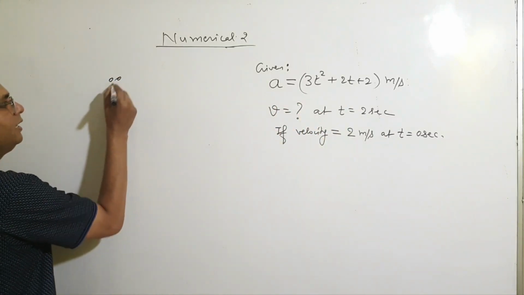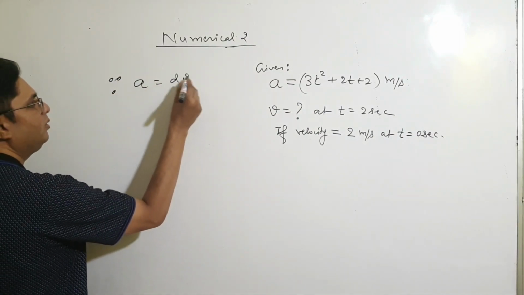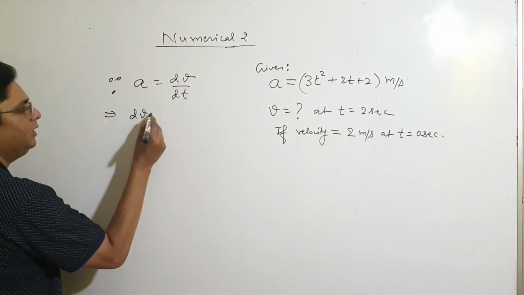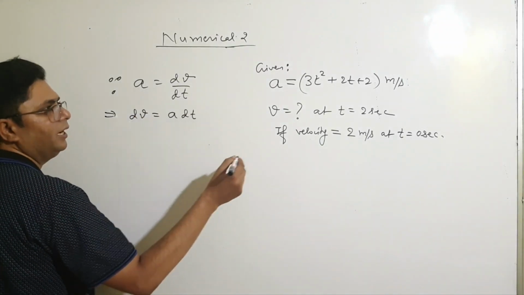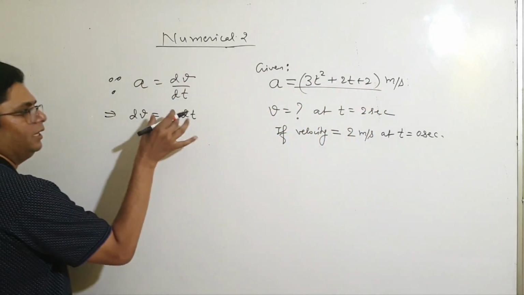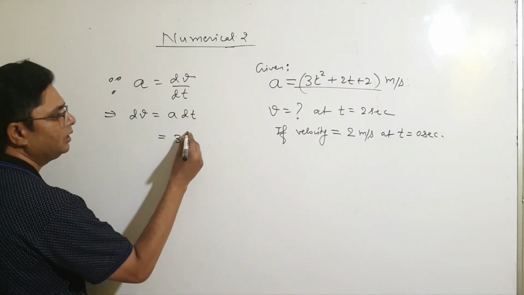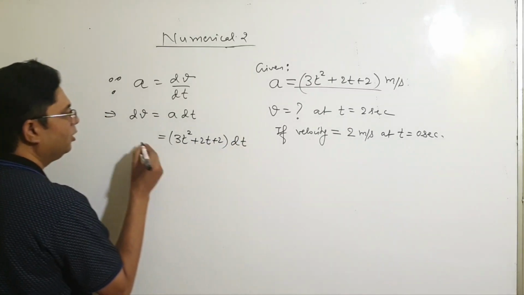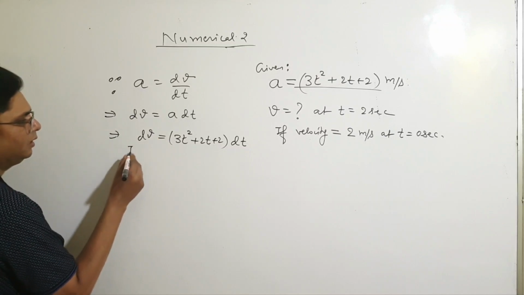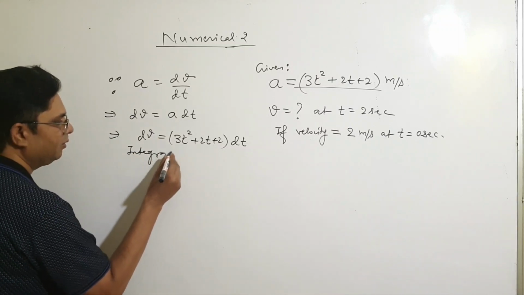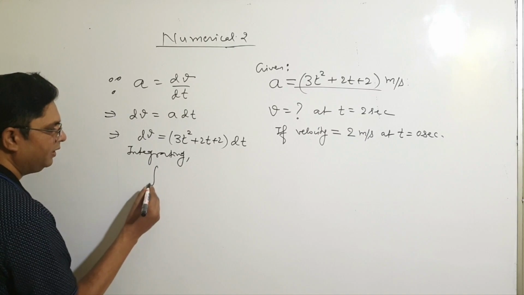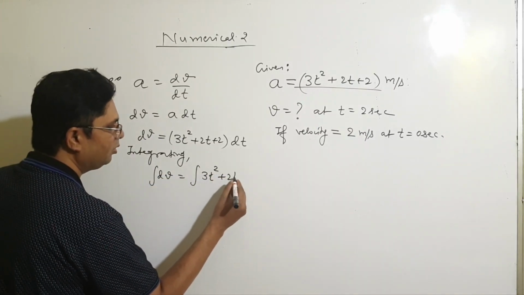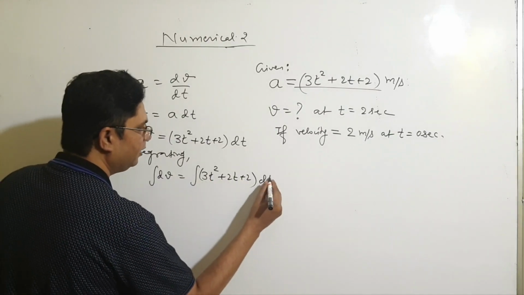So you know that instantaneous acceleration a equals dv upon dt. Cross multiply it. So you have dv equals a into dt. Here put the value of a. So you have (3t² plus 2t plus 2) dt. Now you have to integrate both sides. Integrating, integral dv equals integral of (3t² plus 2t plus 2) dt.